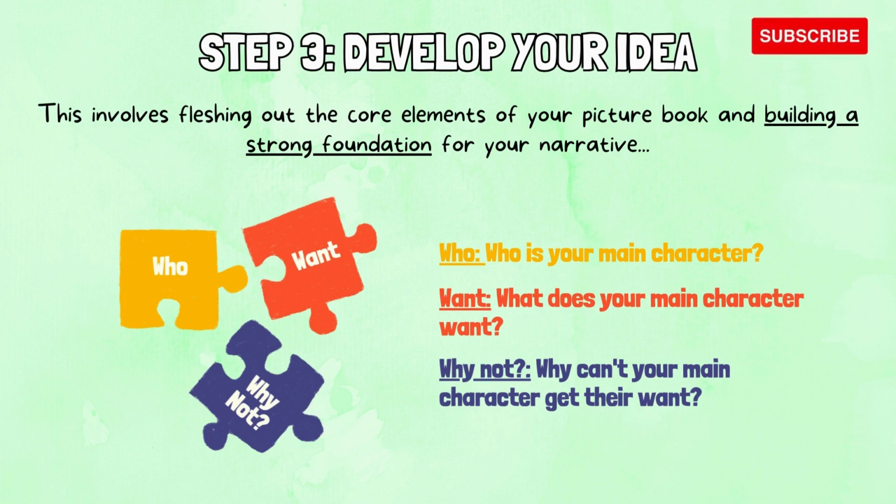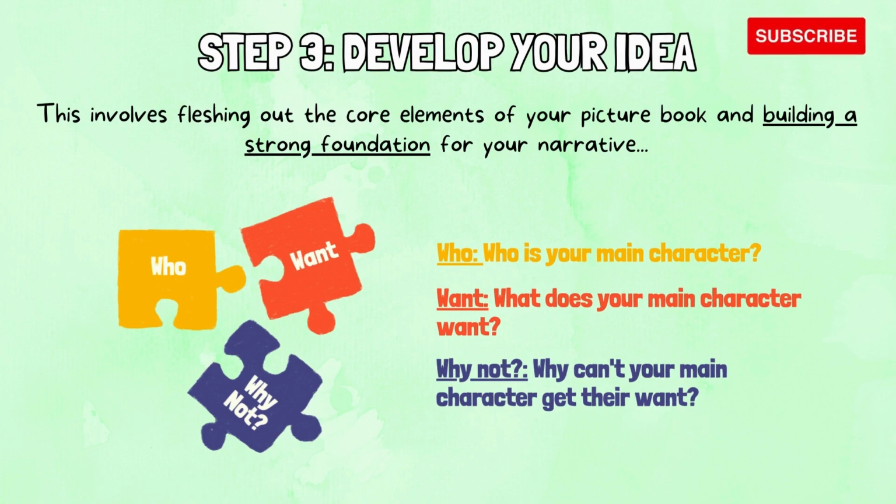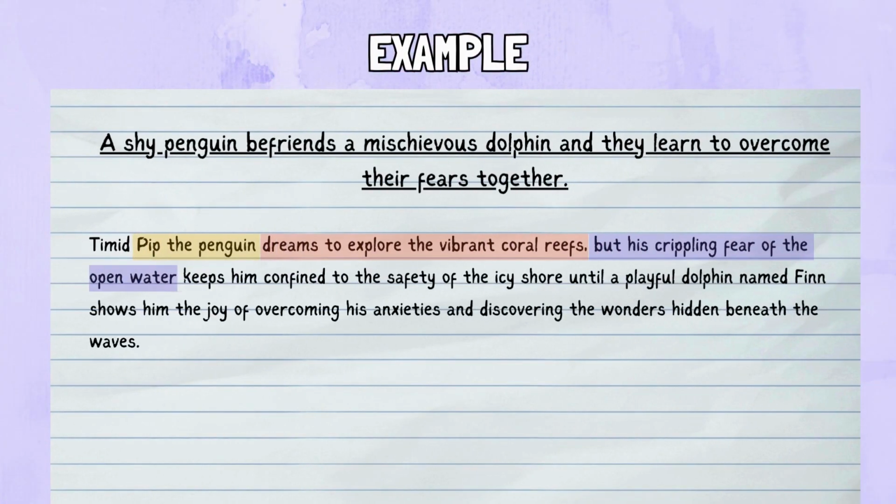it. The idea summary should ideally include the following 3 elements: a hint at the main characters, what they want, and why they can't get what they want. Let's go back to our example. Based on the ideas from our brainstorming session in step 2, we have chosen the following idea. A shy penguin befriends a mischievous dolphin, and they learn to overcome their fears together.